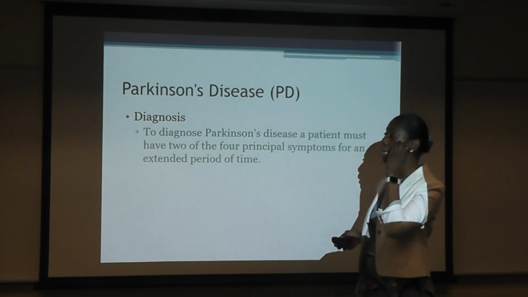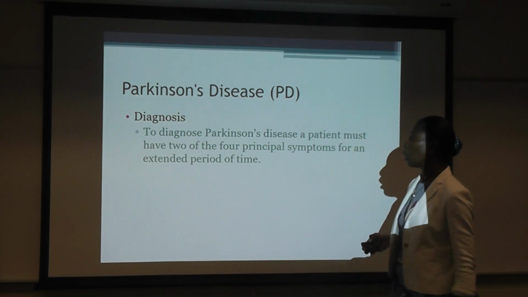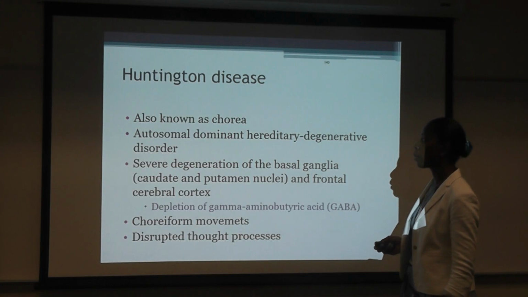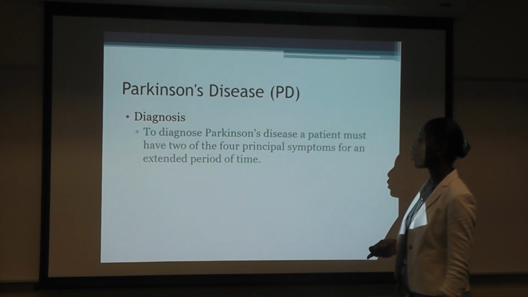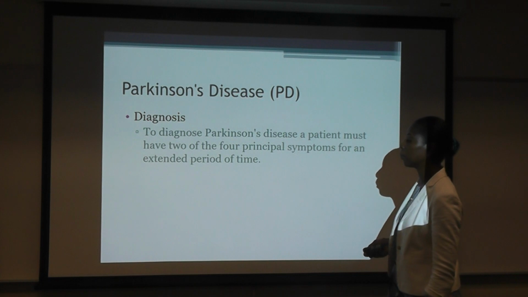To diagnose Parkinson's disease, they have to have 2 of the 4 principal symptoms. They cannot just have one. They usually have to have at least 2 of them in order for you to diagnose them.